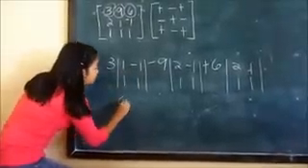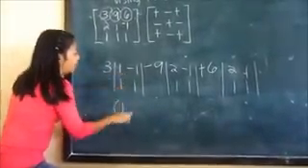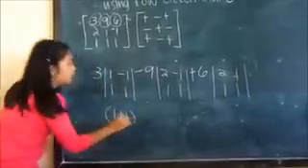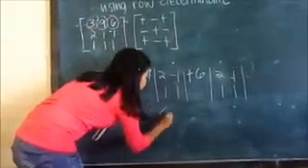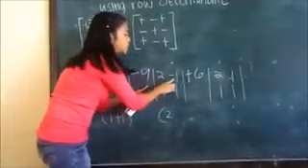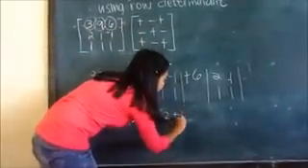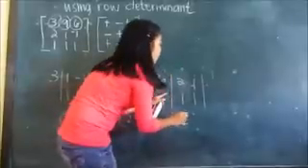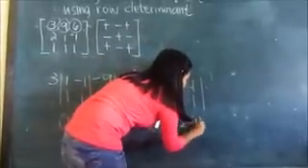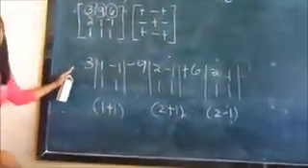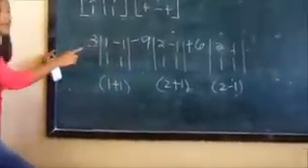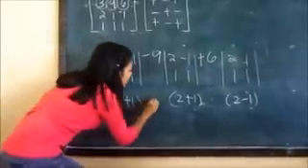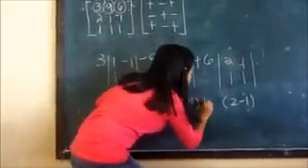1 times 1 equals 1, minus 1 times negative 1 equals plus 1. Then, 2 times 1 equals 2, minus 1 times negative 1 equals plus 1. And the last, 2 times 1 equals 2, minus 2 times 1 equals negative 1. Then, multiply each with its reference element: 3, negative 9, and positive 6.